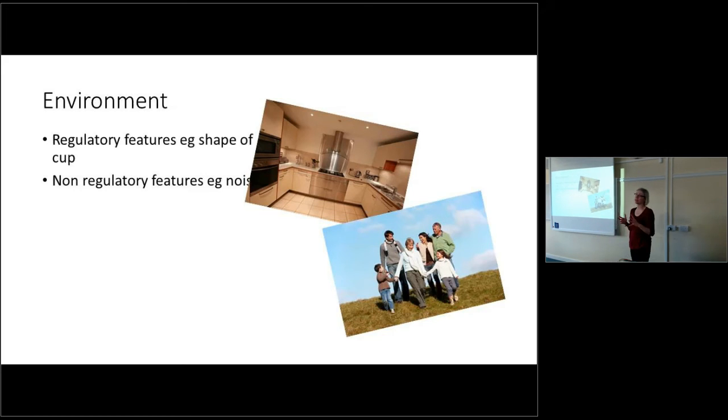So, going back to the example of drinking a cup of tea, the tea is part of the environment. The regulatory features of drinking a cup of tea are how hot it is, what kind of cup it's in, how heavy it is, and the shape of the cup, because all of these things will mean that you interact with it in a different way. Non-regulatory features are other aspects of the environment that are not essential to the task, such as the temperature of the room you're in, or the general noise level. You've got to filter them out, but they're not part of the task itself.